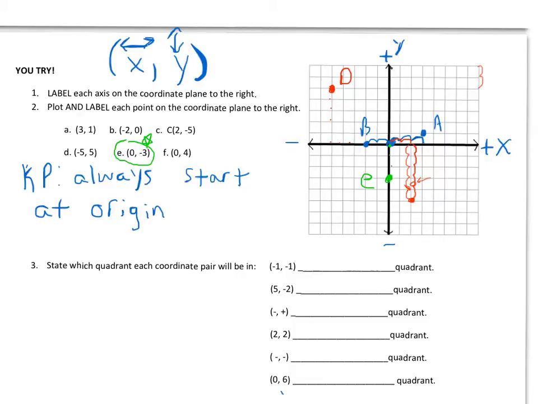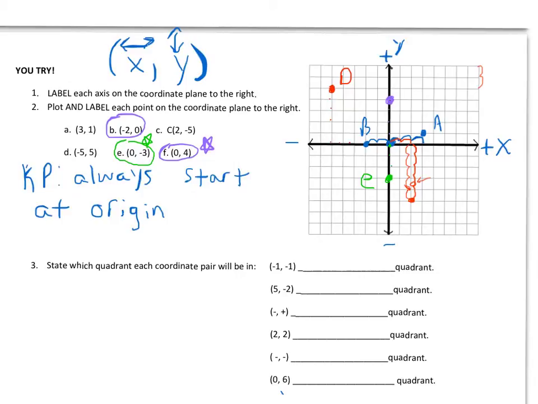Oh no, I've got one left. Let's do purple. All right, so my last one, F of 0, 4. So again, that x is 0. Let's start this one too, because those are frequently missed problems, and so is this one actually. My x is 0, so I don't go left, I don't go right. And then my y is positive 4, so I would just go up 4. So 1, 2, 3, 4.